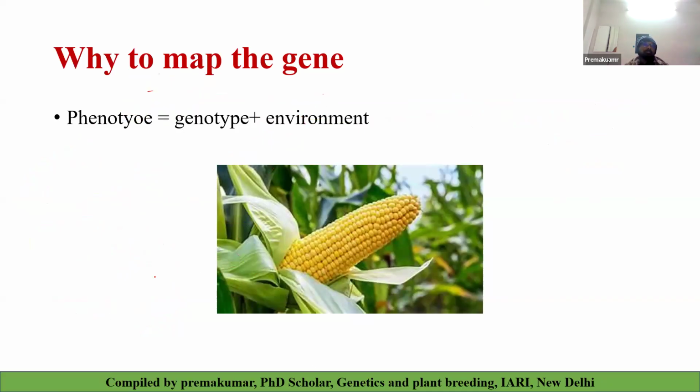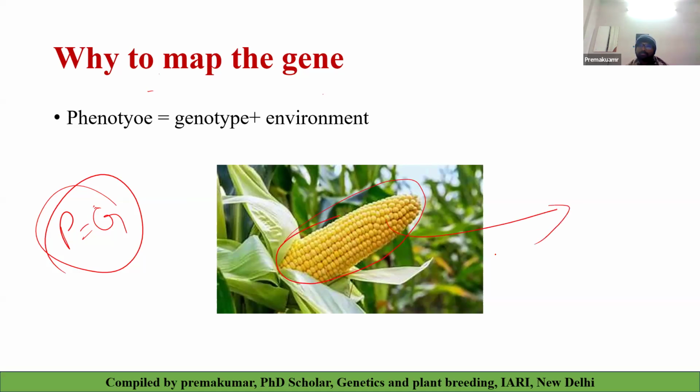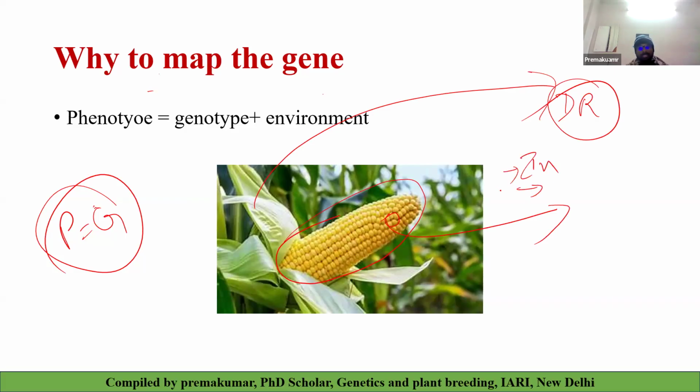Then, if P is equal to G, you don't need to map a gene. For example, the color is clearly visible, so you can easily select the yellow color plant. But if it is disease resistance, what do you have to do for the selection? You have to do inoculation and all the things I already discussed, then you can select.